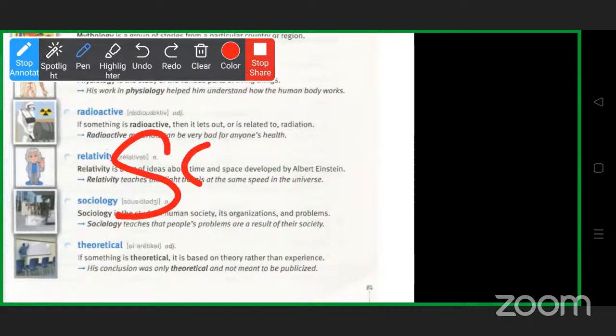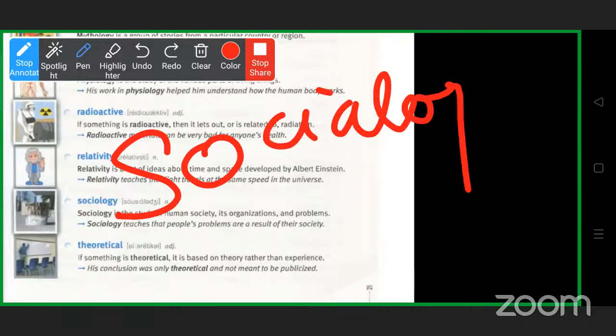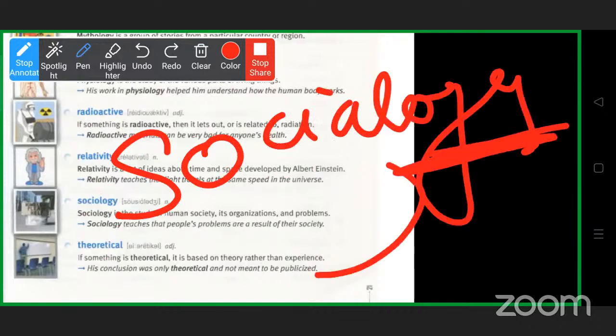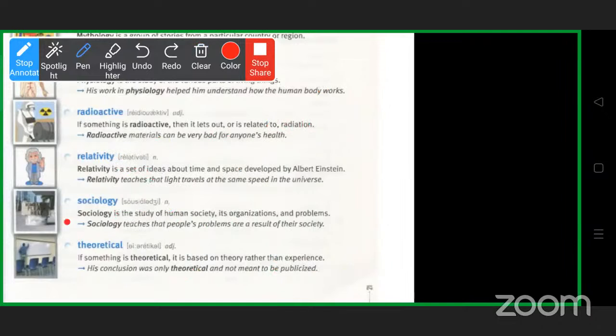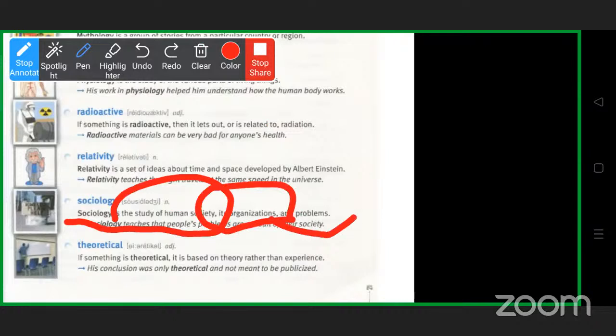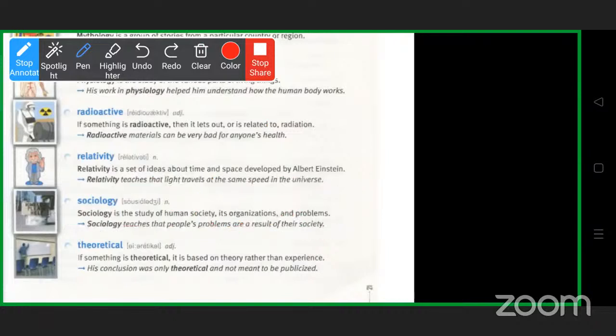Then we have sociology. Logy is study, so sociology is the study of the human society, its organizations and its problems. Whatever problems the society has faced, that is the study of sociology. So you can simply understand that sociology teaches that people's problems are a result of their society. I hope you can understand that.